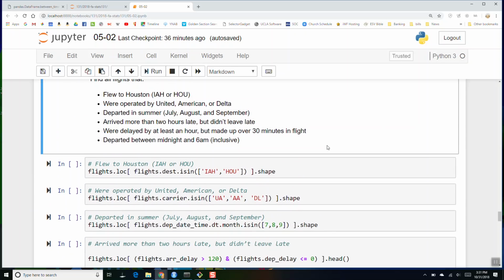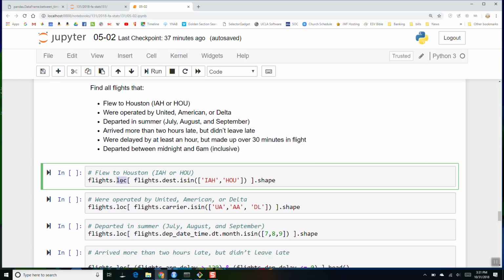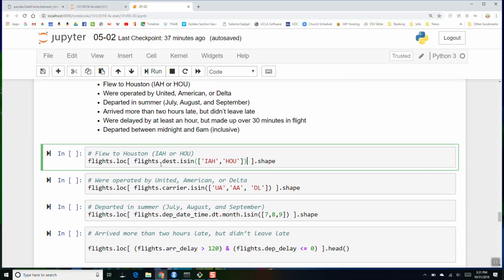Okay, so here it says find all the flights that fly to Houston. There is a filter function, but it operates differently. Basically, what we use in pandas is .loc, the locator, and then you put your conditions in here. So here we're going to find the locations in flights where flights.destination, and then we run the function isin, and then you can list off the values that you want. Okay.